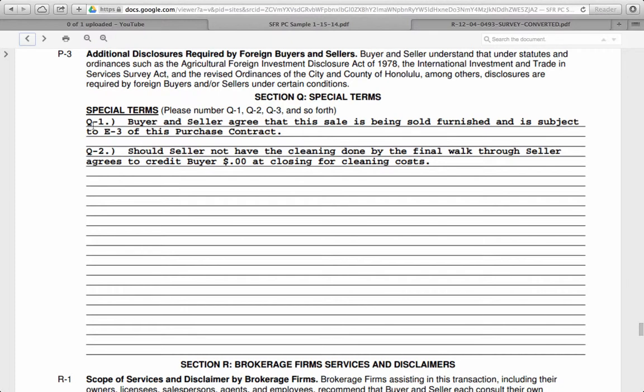So for example, we have a sample here, Q1, that we've added. Please number Q1, Q2, and so on and so forth. So we have Q1: buyer and seller agree that this sale is being sold furnished and is subject to E3 of the contract. So we're putting in here something that has to do with it being furnished. We just want to make sure that it's absolutely clear. We've added some additional language that isn't already in the contract that we feel needs to be.